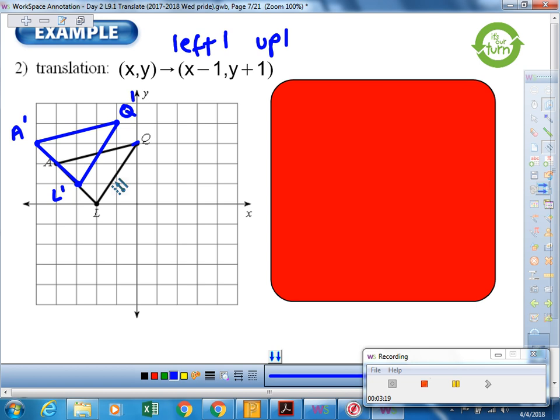Are we not doing it? So you should have that drawn on your paper and labeled. Any questions?